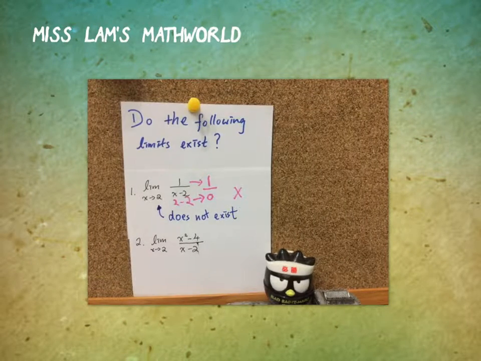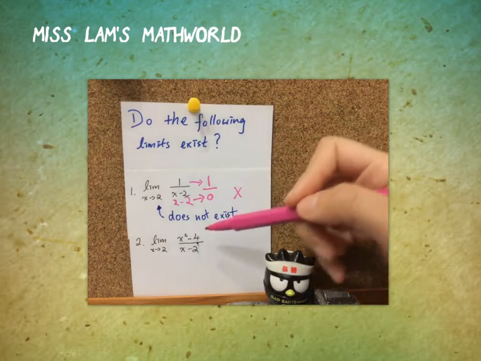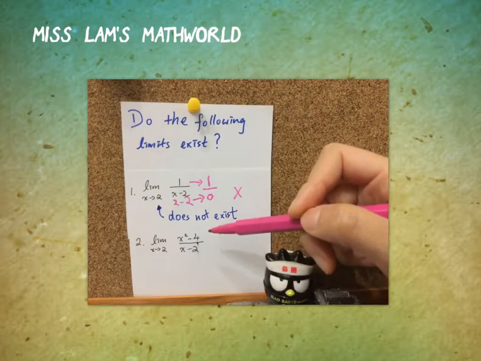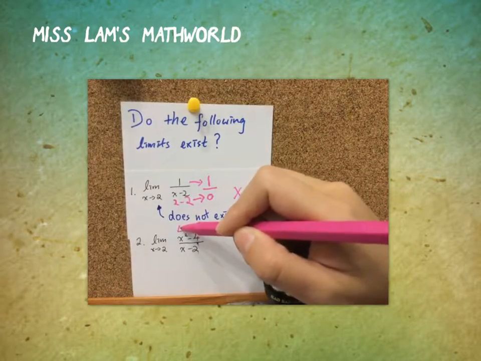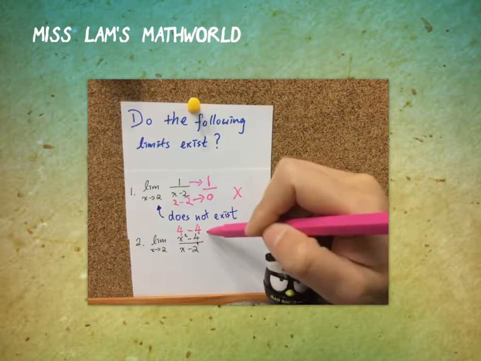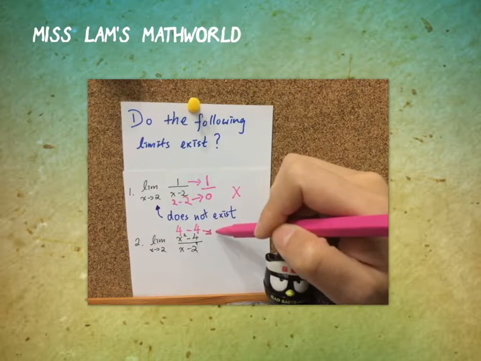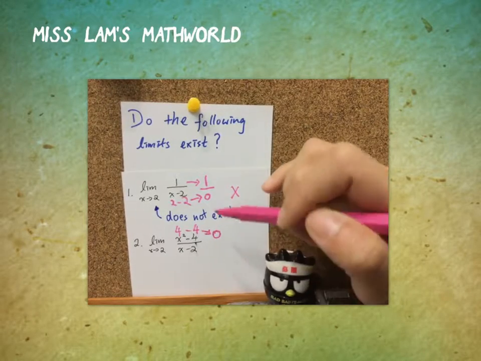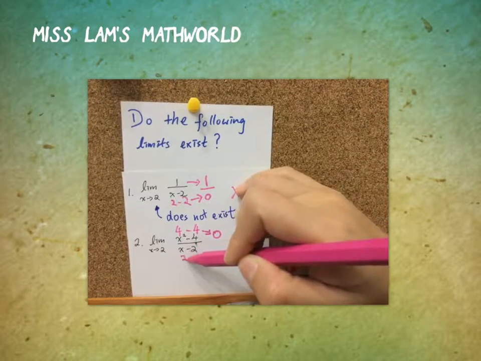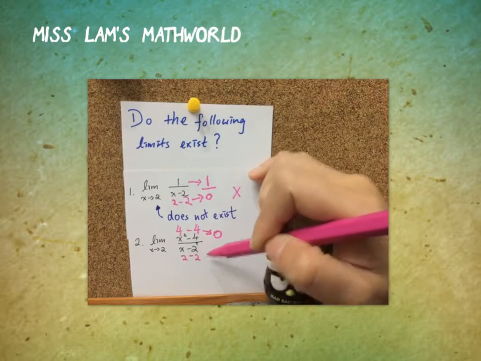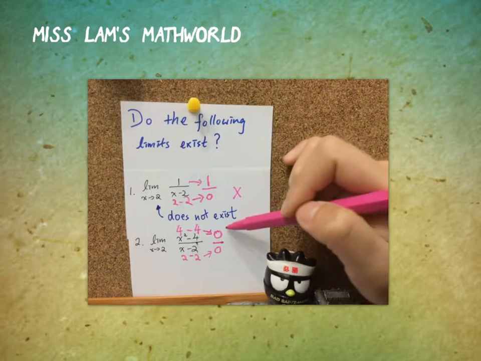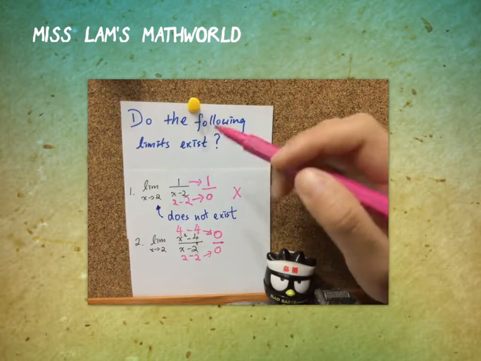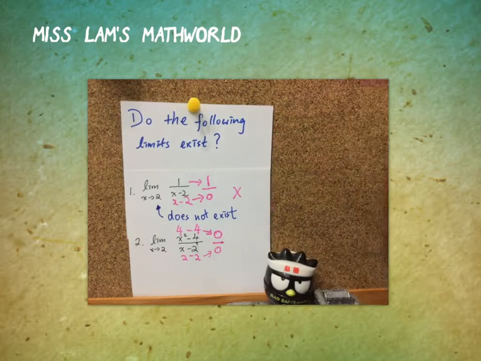So let's continue. For question 2, please substitute x equal to 2 for both numerator and denominator. This time the numerator you will get is 2 squared, that means 4, minus 4, which is equal to 0. That means the upper part tends to 0. And then for the lower part, 2 minus 2 also tends to 0. So if we get 0 over 0, then we may have the limit.